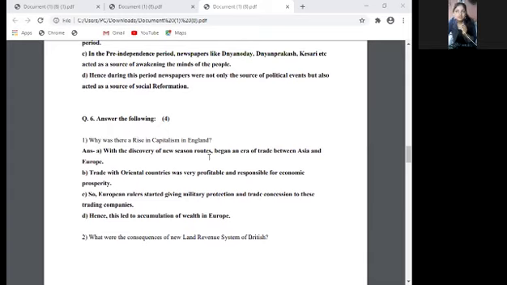With the discovery of new sea routes, began an era of trade between Asia and Europe. Trade with Oriental countries was very profitable and responsible for economic prosperity. So European rulers started giving military protection and trade concession to these trading companies. Hence, this led to accumulation of wealth in Europe.